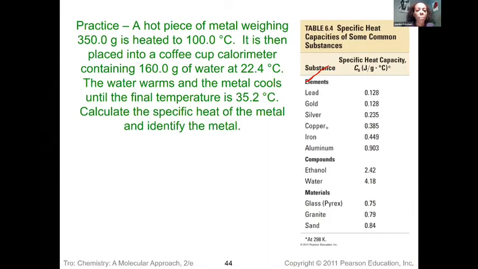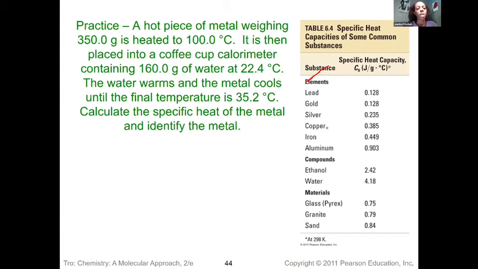So it says a hot piece of metal weighing 350 grams is heated to 100 degrees Celsius. It is then placed in a coffee cup calorimeter containing 160 grams of water at 22.4 degrees Celsius. The water warms and the metal cools until the final temperature is reached at 35.2 degrees Celsius. Here, we want to calculate the specific heat of the metal and identify the metal. Okay, because remember, specific heats are intensive properties, can be used for identification.